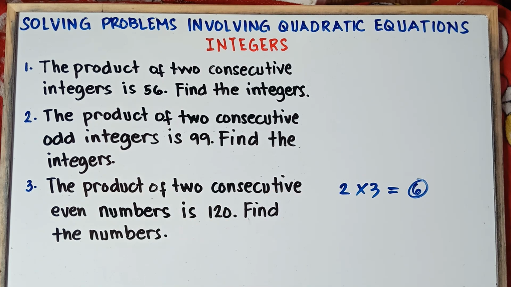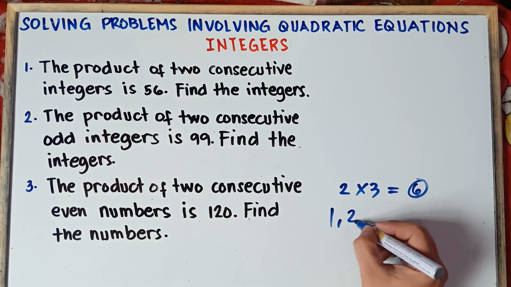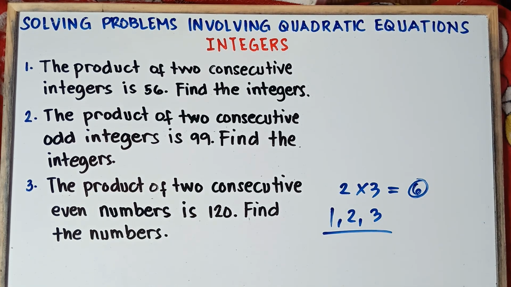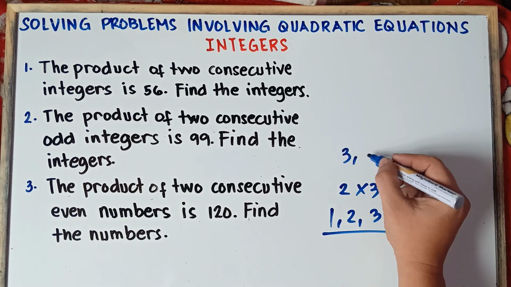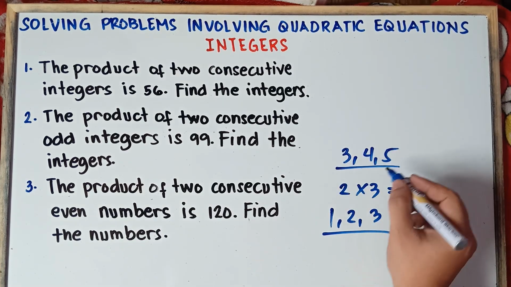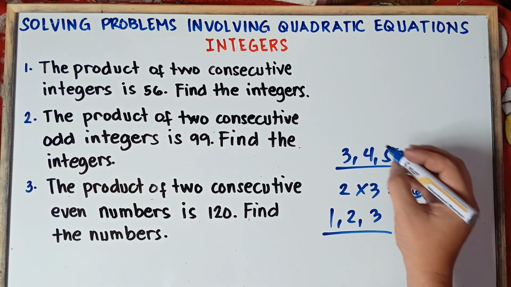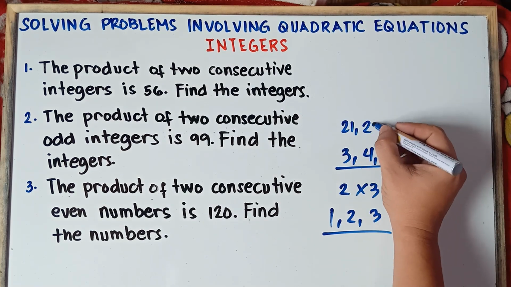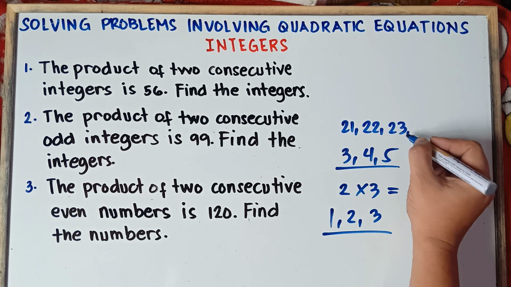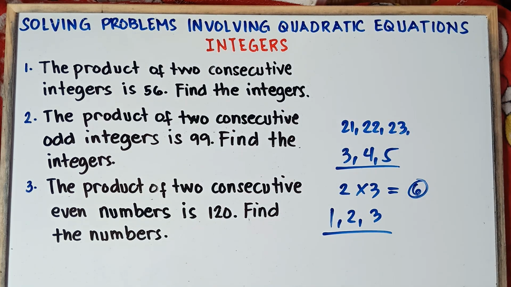Let me give you an example, class. If I say 1, 2, and 3, these are consecutive integers. The numbers are one after another. Another example, if I say 3, 4, and 5, these are consecutive integers. The numbers are one after another. Last example, 21, 22, 23, these are consecutive integers.